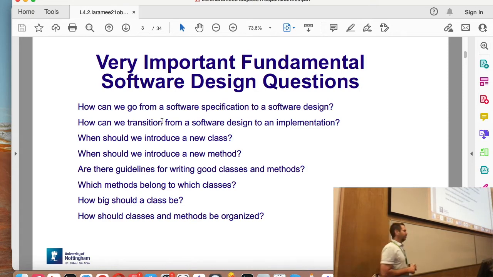And when you get to a professional level of software engineering, you're thinking about these questions all the time. Or if you're a good software engineer, you're thinking about these questions all the time, because they're all about organization. How should I organize what I'm doing? How am I going to organize my objects, my classes, my methods, my source code in a logical way?